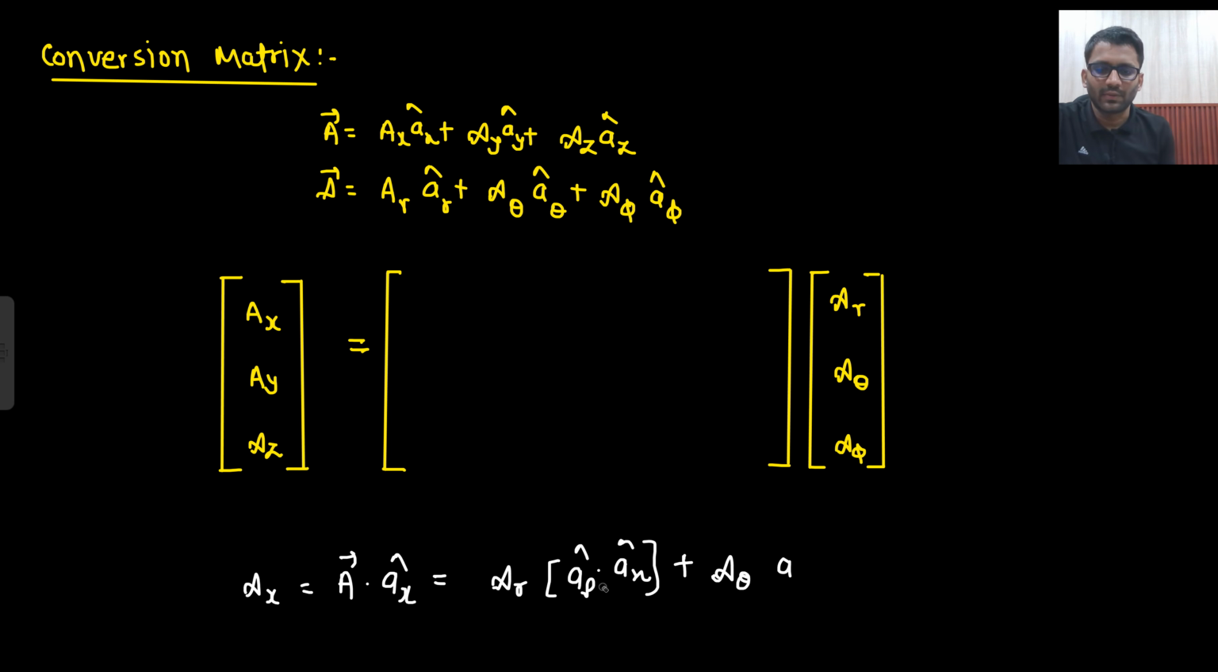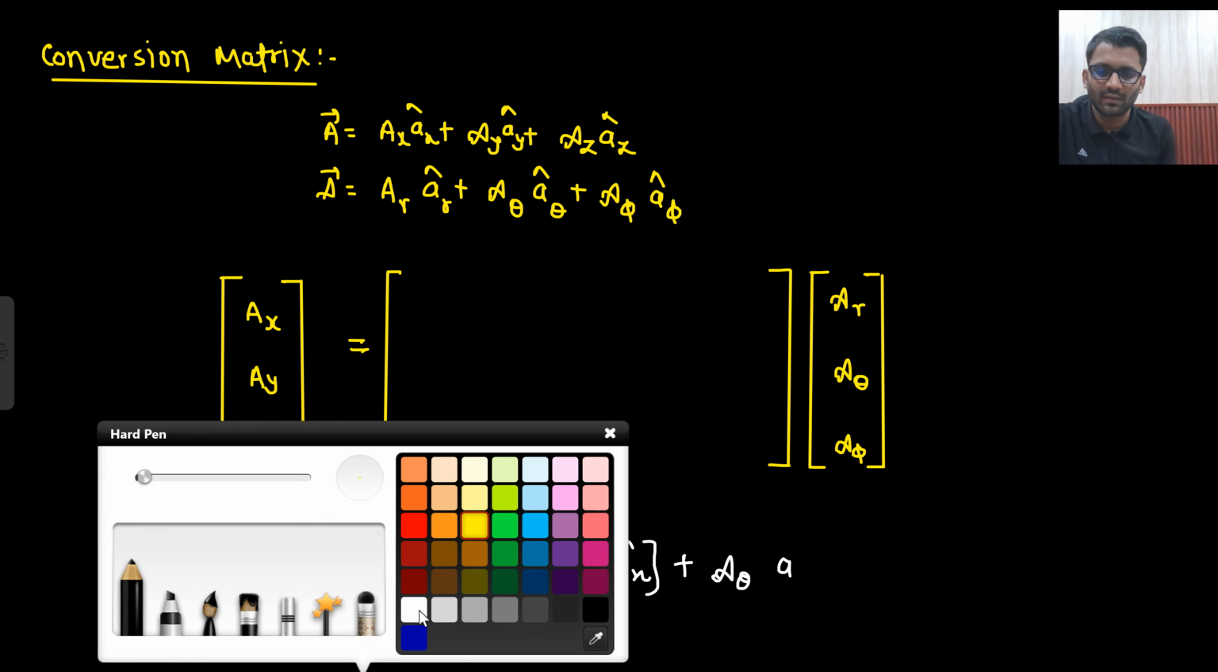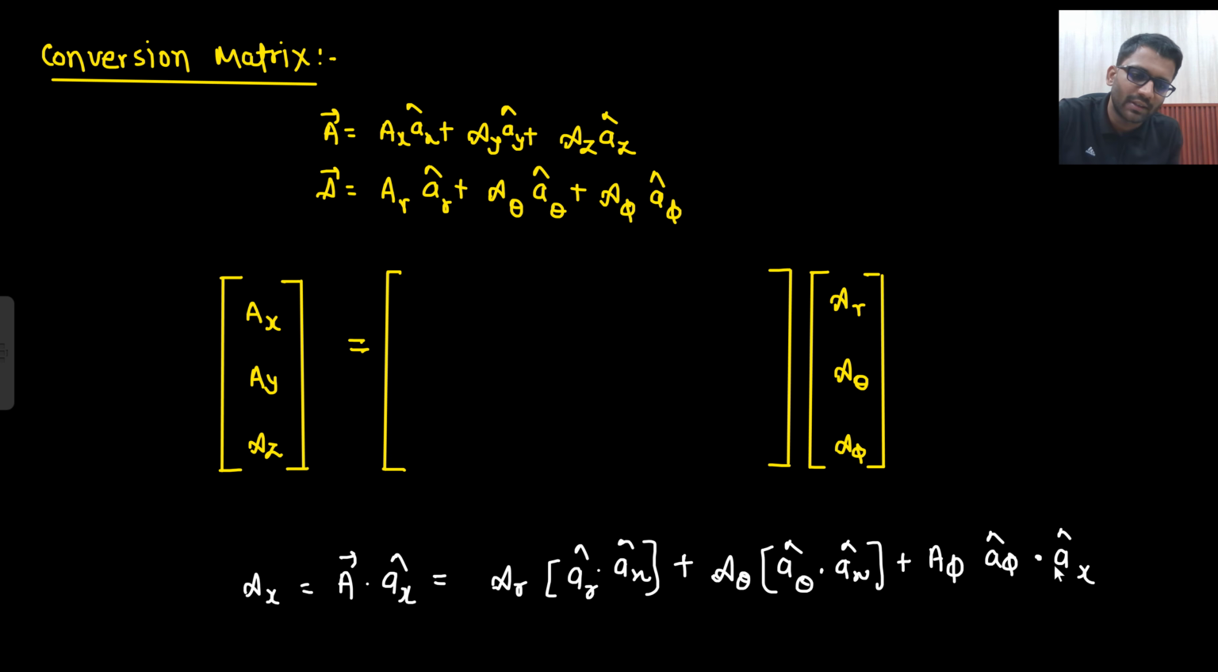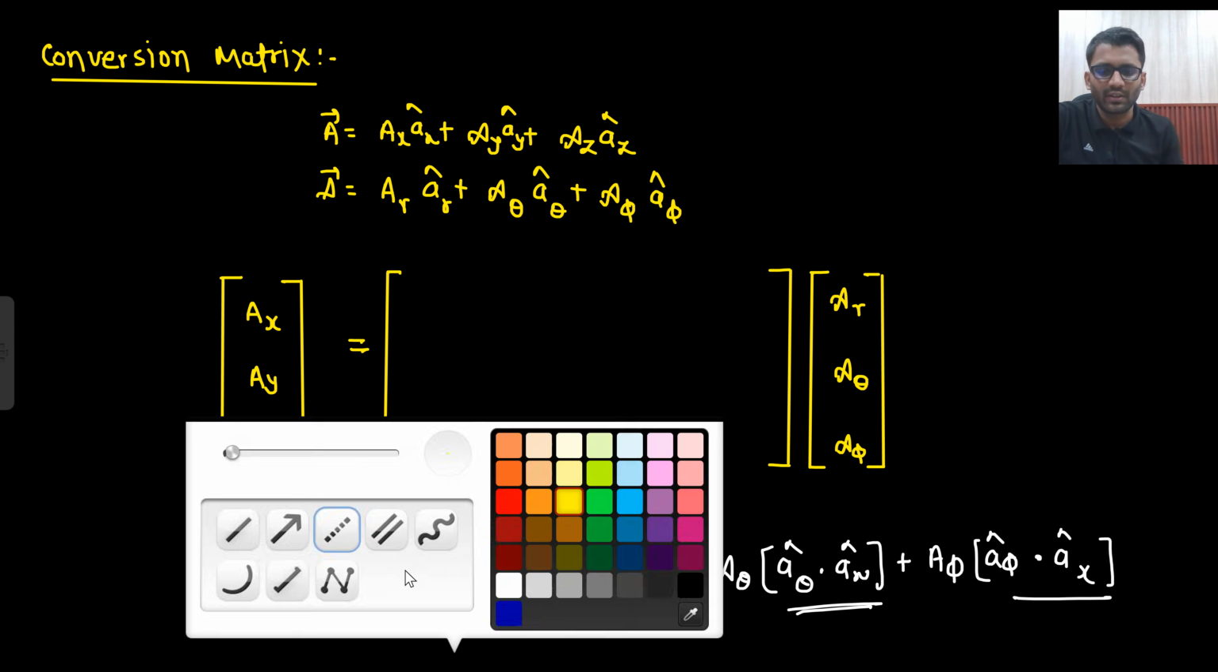Okay, so y arrow here would be AR Ax cap plus A theta Ax cap plus A phi, A phi cap dot Ax cap. Look, these are easy. This is also easy, but this is a bit tough through the geometry. Let me show you. Okay, no need to worry.